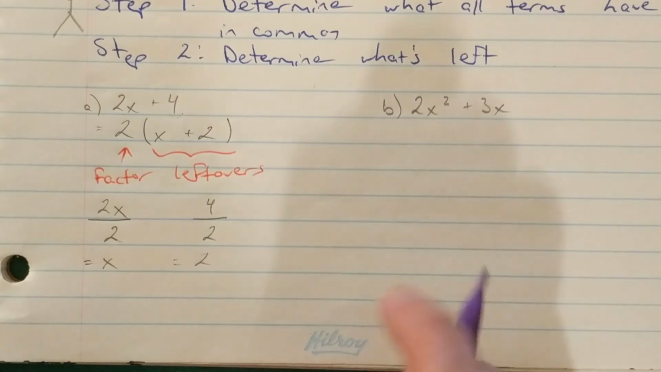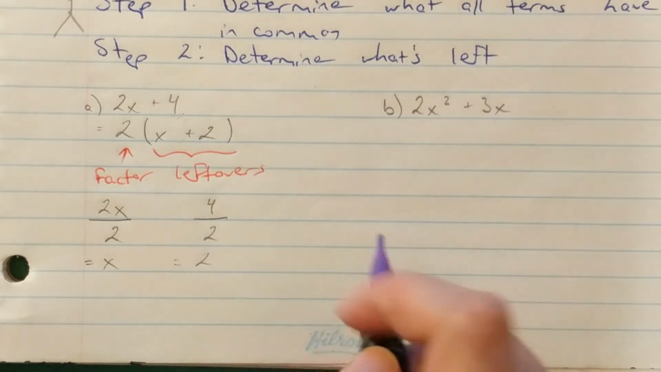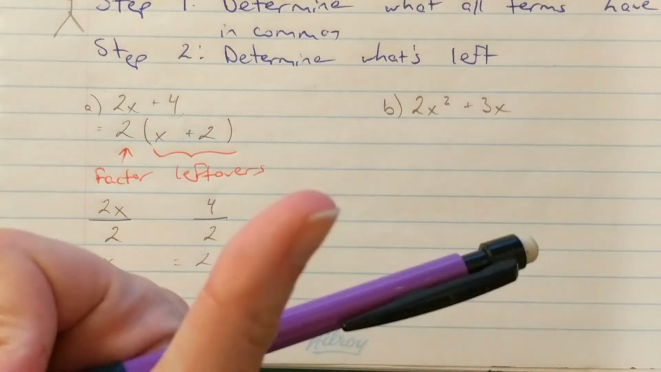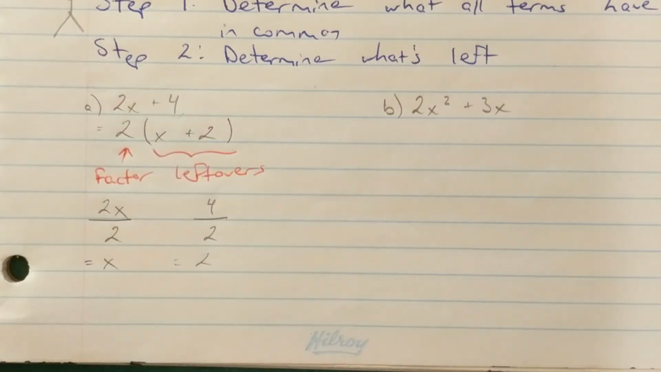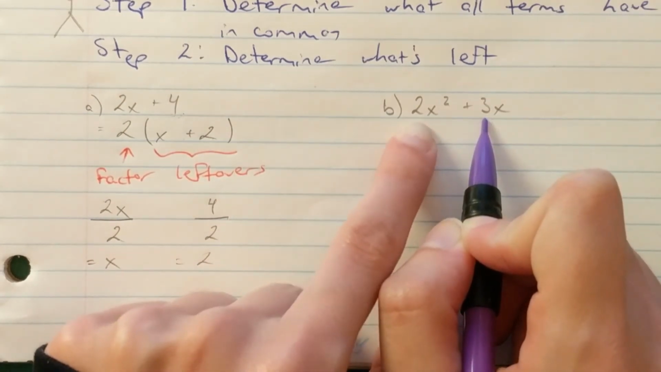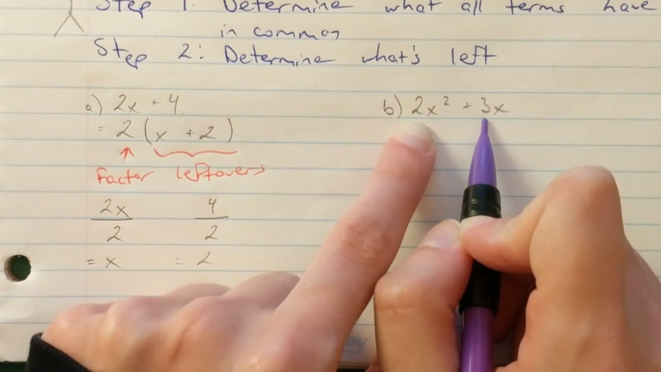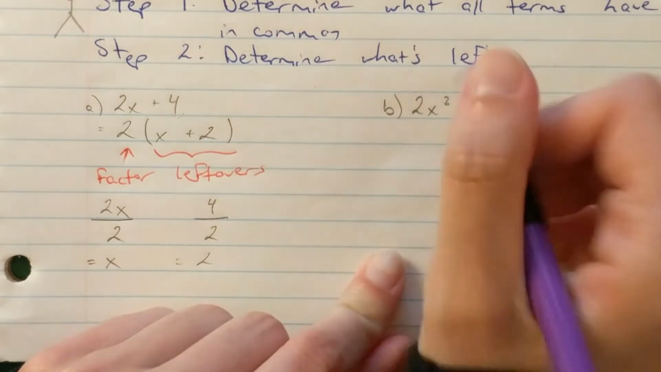Let's look at a second example here. 2x squared plus 3x. Again, you need to be asking yourself about numerical coefficients as well as variables. There are no common factors between 2 and 3 other than the number 1, and it's pointless to divide things by 1, so I'm just going to leave them.